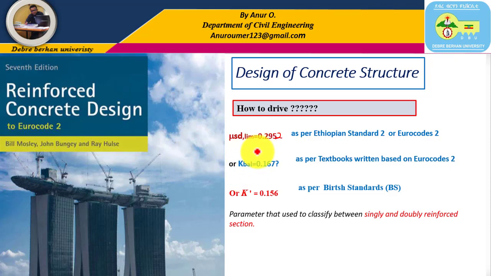According to some textbooks, this parameter is called K balance. According to the textbook Reinforced Concrete Design by Mosley and his colleagues, they use K balance. According to the British standard, they use K prime. The derivation is almost the same, but the numbers are different. In this video, I'm going to show you the mu SD limit and K balance. The derivation of mu SD limit is as per Ethiopian standard 2 or Eurocode 2, and K balance is as per some textbooks.